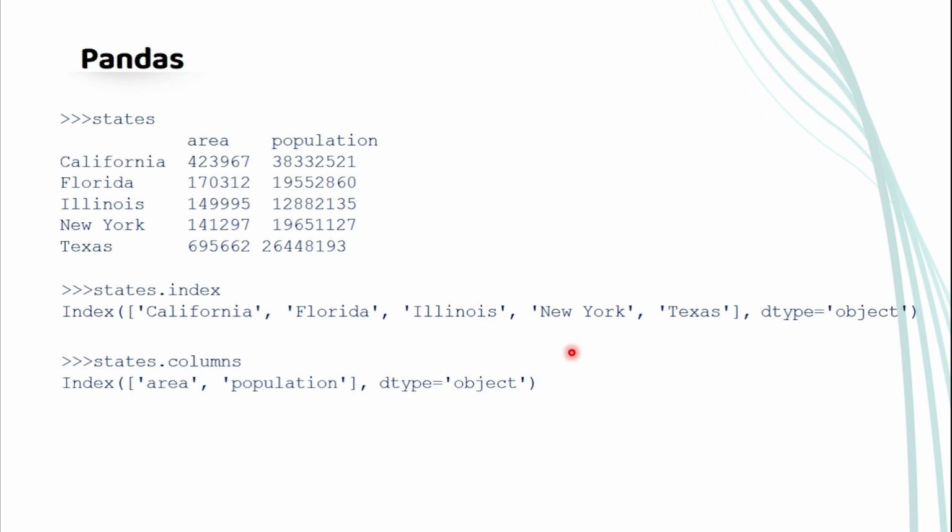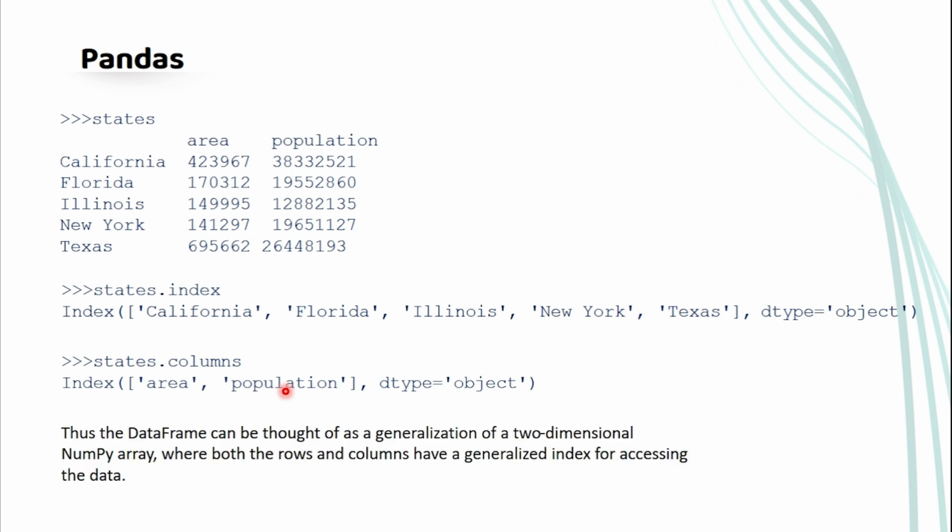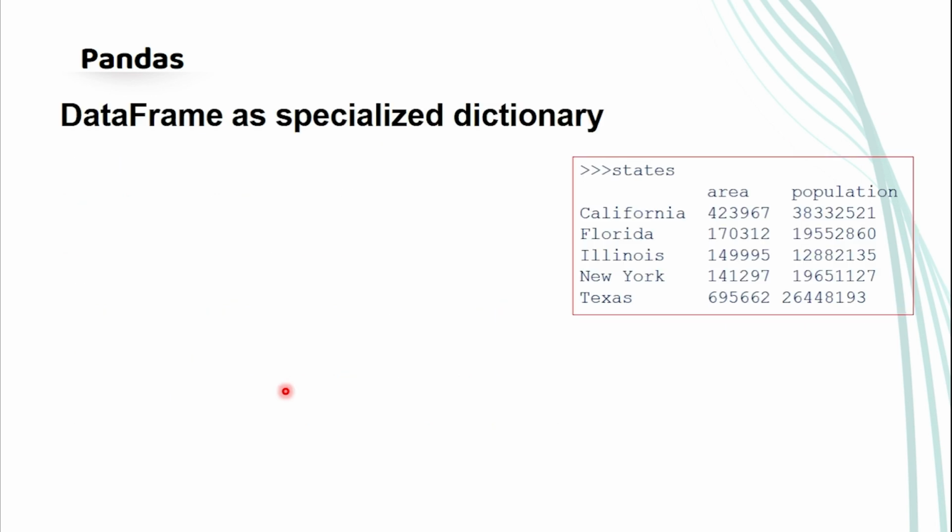So the state column, what is the state column? Actually, the state column is the name of the column. Sometimes we can consider this a field or attribute of the DataFrame. So here, the column is a list of the names of the columns. The DataFrame can be thought of as a generalized two-dimensional NumPy array, where both the row and the column have a generalized index for accessing the data.